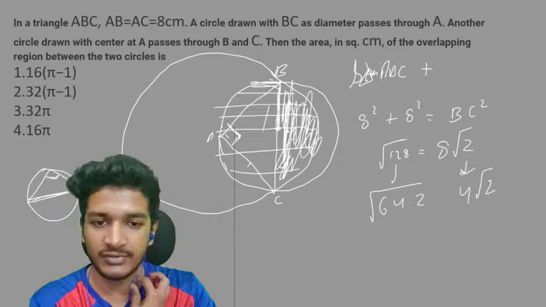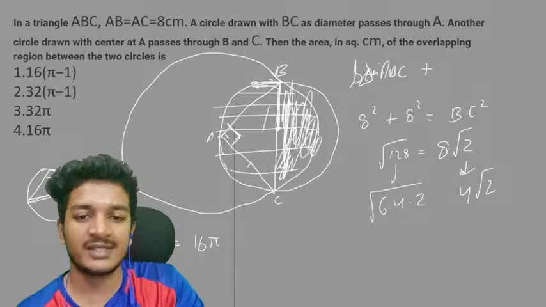So what will the area of this semicircle be? It is pi r square by 2, which gives me 16 into 2, that is 32 pi by 2. So that gives me 16 pi. So this area is 16 pi. Now I have to take out the area of this.